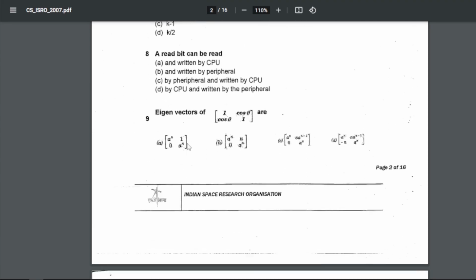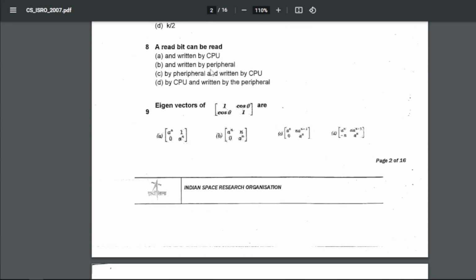Next is question number 8, that is a read bit can be read what? So a read bit can be read, D, that is by CPU and written by the peripheral. Basically the read and write functionality depends on the type of microcontroller peripheral. Generally the status bits have a read-only status and can be modified by the peripheral only. So a read bit can be read by CPU and written by the peripheral, right?